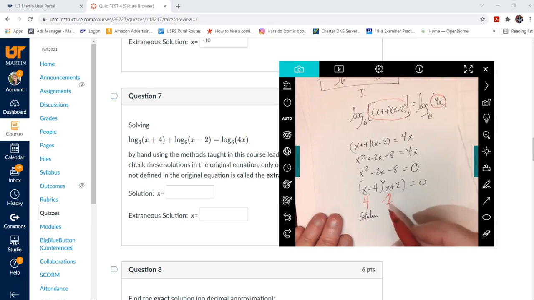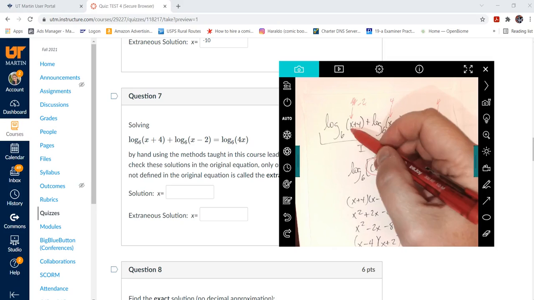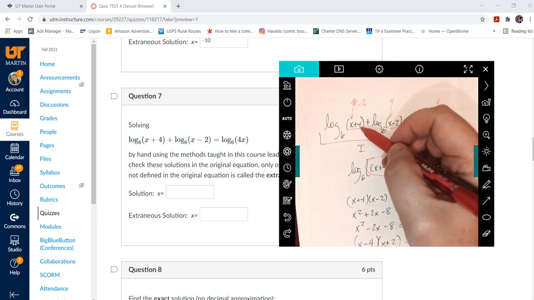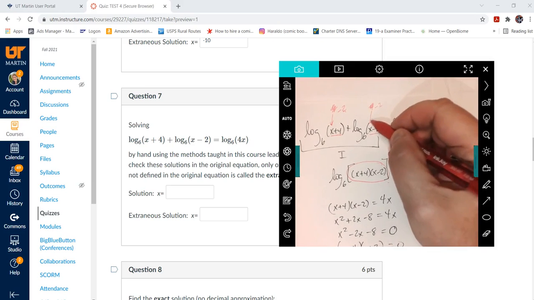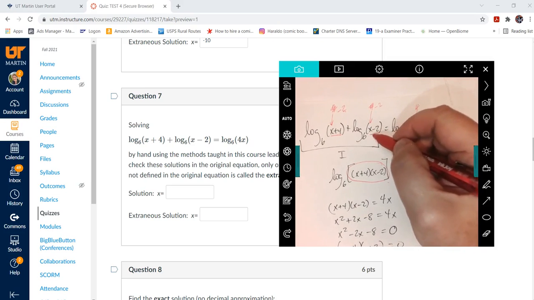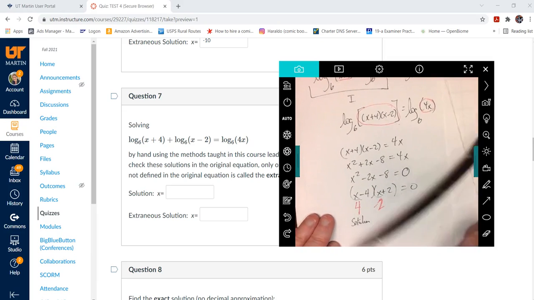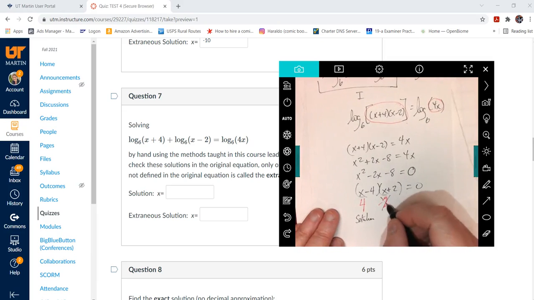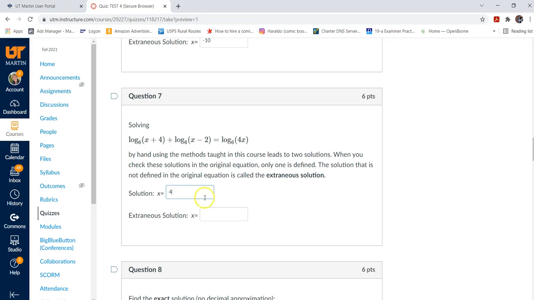Now what happens if x is equal to negative 2? If x is negative 2, I'll get positive 2 there. So far so good. But unfortunately here, if x is negative 2, then I get negative 4 inside here, and it's not allowed. So this is extraneous. So the solution is 4, and the extraneous solution is negative 2.